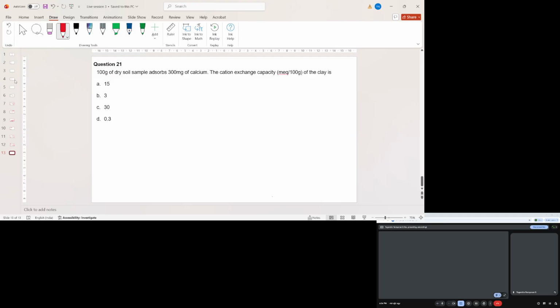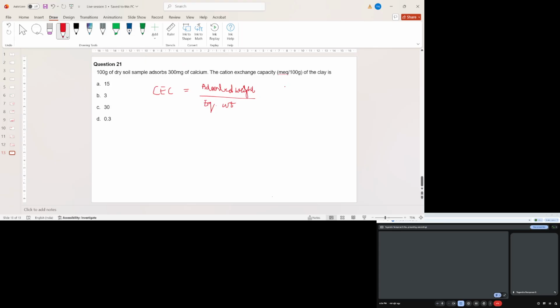Now, how is CEC defined? CEC is defined as the absorbed weight by equivalent weight, which is the cation exchange capacity, the capacity to absorb the cations.